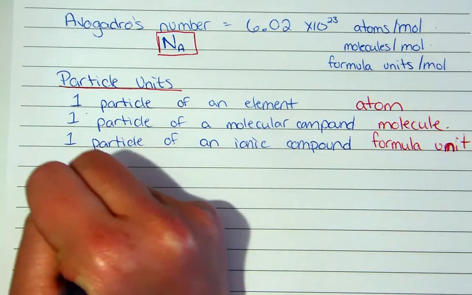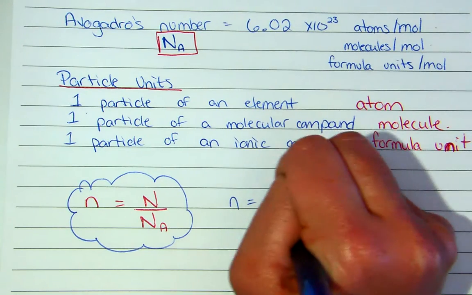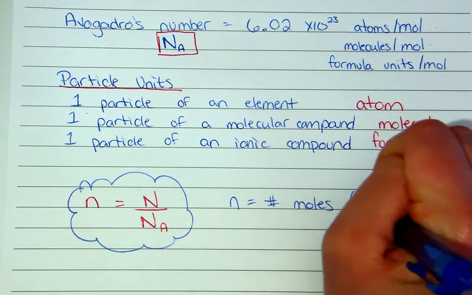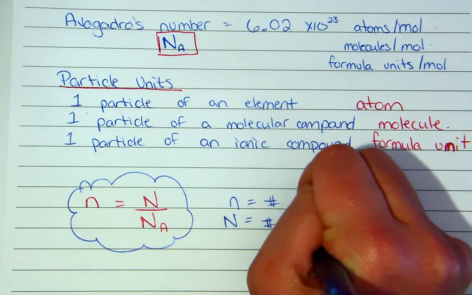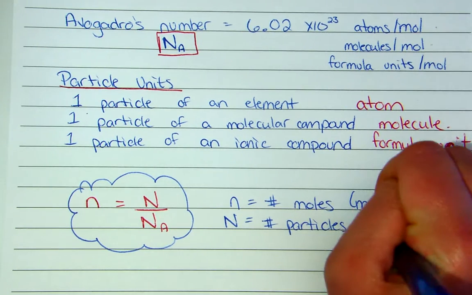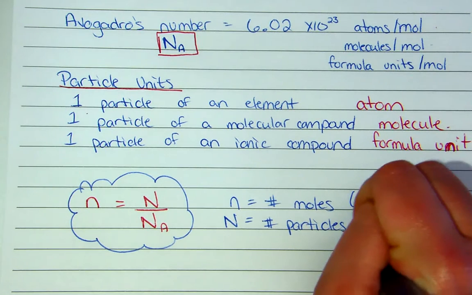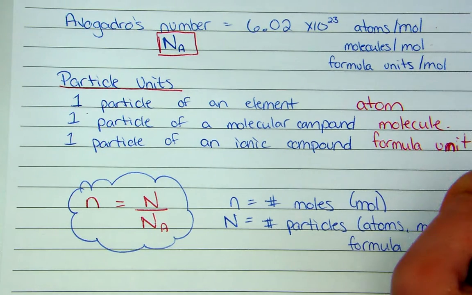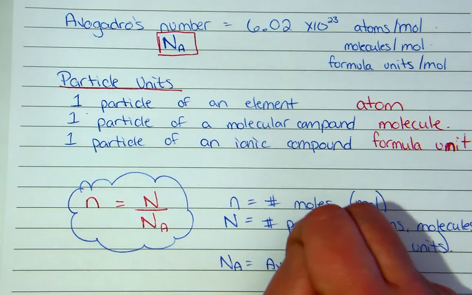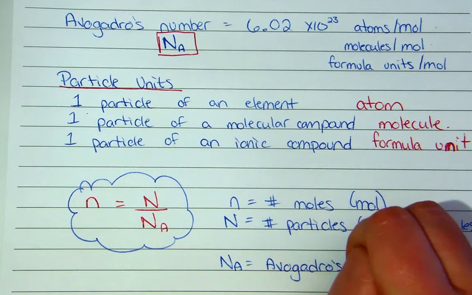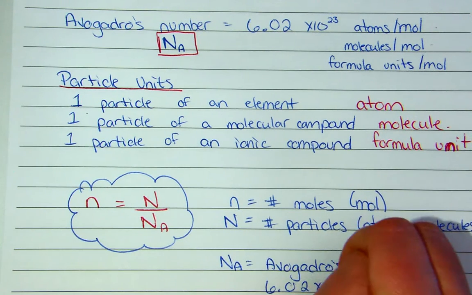What do each of these in our magical equation here represent? Lowercase n is the number of moles, and the unit we use is the mole. Uppercase N is the number of particles. So this may be atoms, molecules, or formula units. And yes, you do need to write these out the whole time. We don't have a short form for them. And N subscript A is, as we mentioned above, Avogadro's number, which is always represented by 6.02 times 10 to the 23.